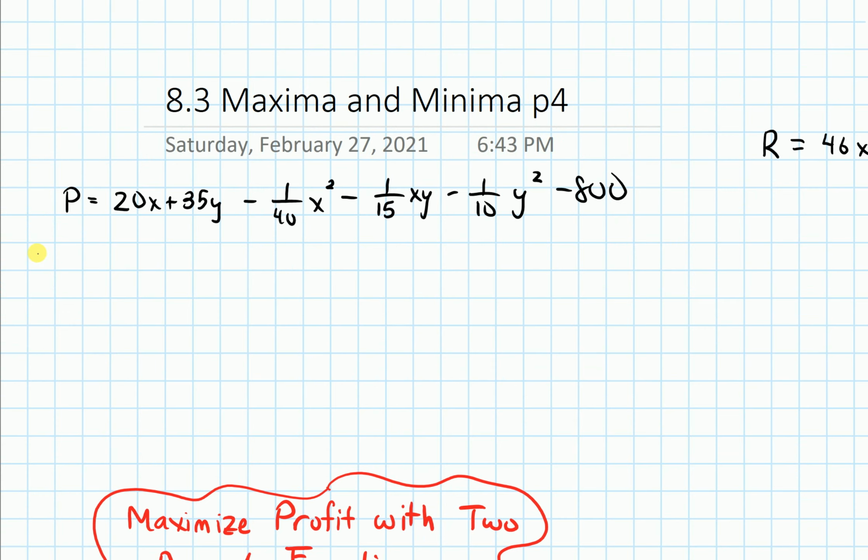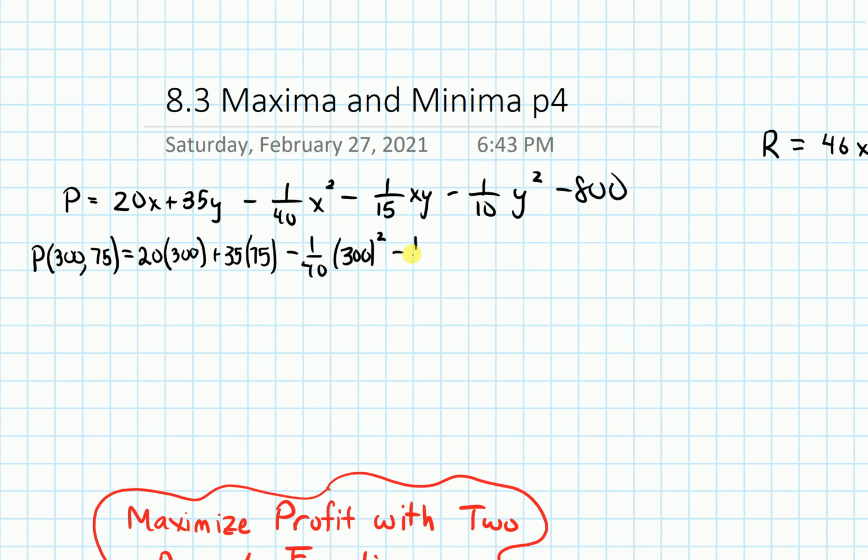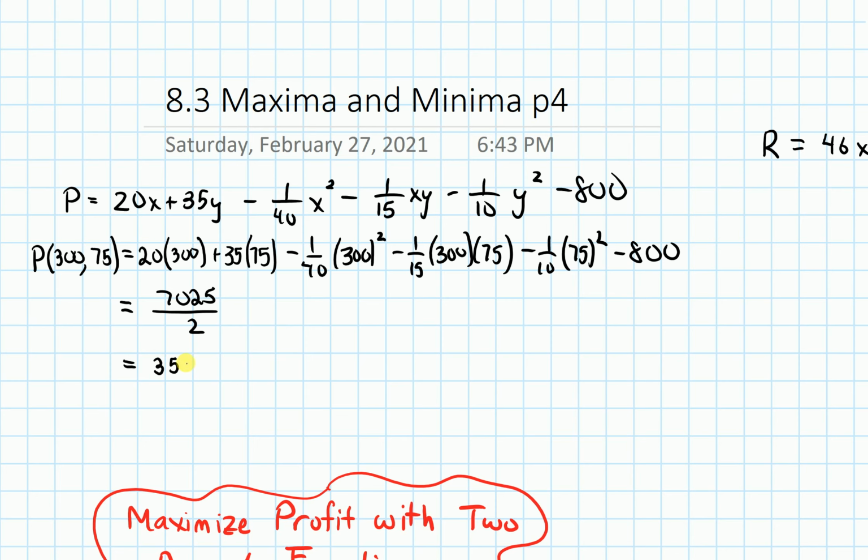We take our profit function and plug in 300 for x, 75 for y. Doing that, we get 20 times 300 plus 35 times 75 minus 1/40 times 300 squared minus 1/15 times 300 for x times 75 for y. Almost there. Minus 1/10 times 75 squared for y, plugging in 75 for y and then squaring it. Minus 800. If I evaluate this with a calculator, we end up getting 7,025/2, which as a decimal is 3,512.5.